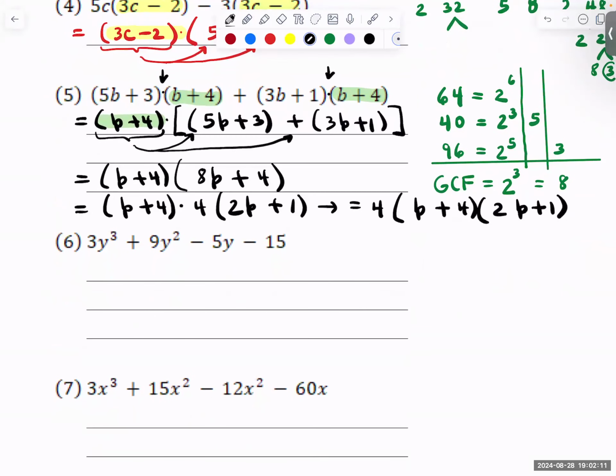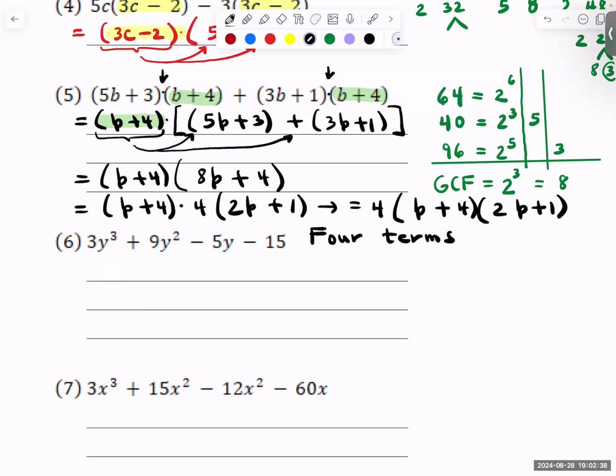In number 6, we have 4 terms, and when there are 4 terms, we try to factor by the grouping method. Now we're going to group 2 terms that have a common factor, and we could either group the first and second term, or the first term and the third term, or the first and last term. It just depends on the problem that you're given.